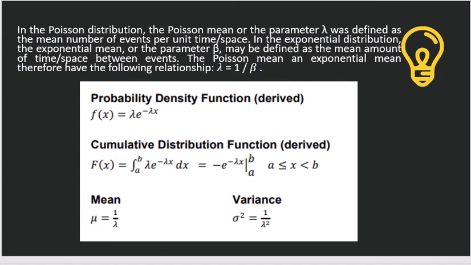So let's have a comparison. In the Poisson distribution, the Poisson mean is the parameter, defined as the mean number of events per unit of time or space. In the exponential distribution, the exponential mean, or the parameter beta, may be defined as the mean amount of time or space between events. So the Poisson mean and exponential mean have the following relationship: the Poisson mean will be 1 over beta.